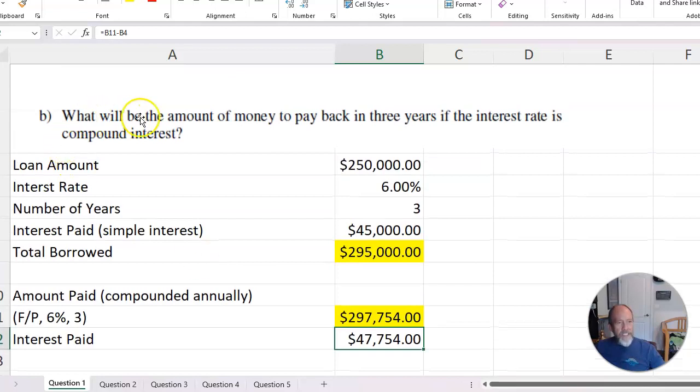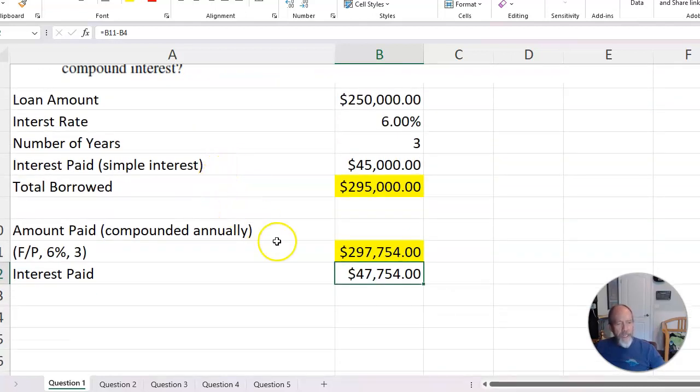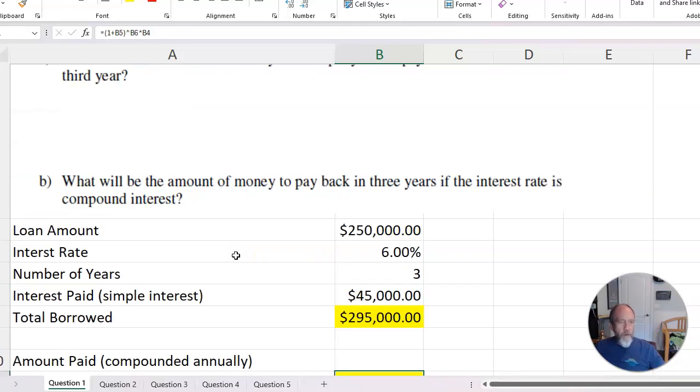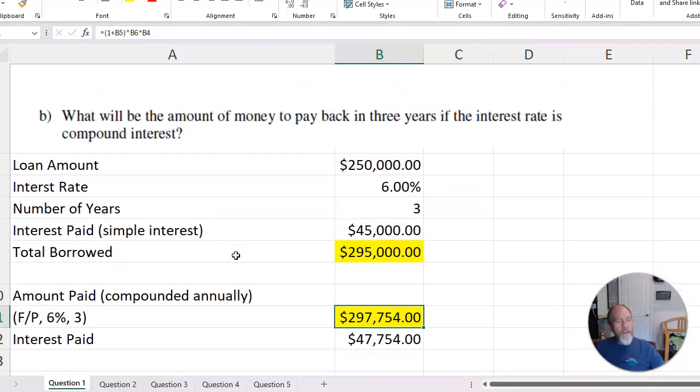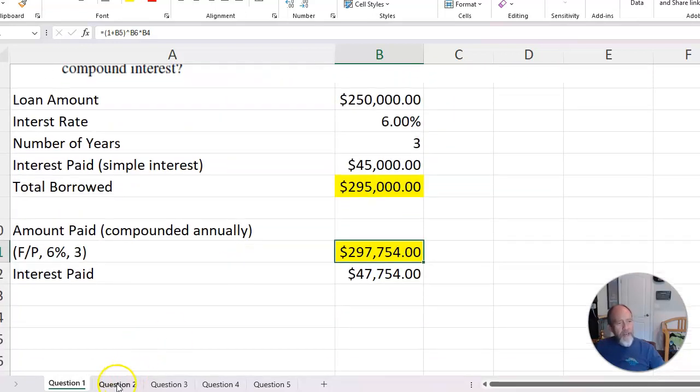And I think it actually just asks what would be the amount of money to pay back in 3 years if the interest rate is compounded. And there you go, $297,754 for this specific equation. More important is how you calculate it. All right, let's go on to another question. I think this one's pretty straightforward.